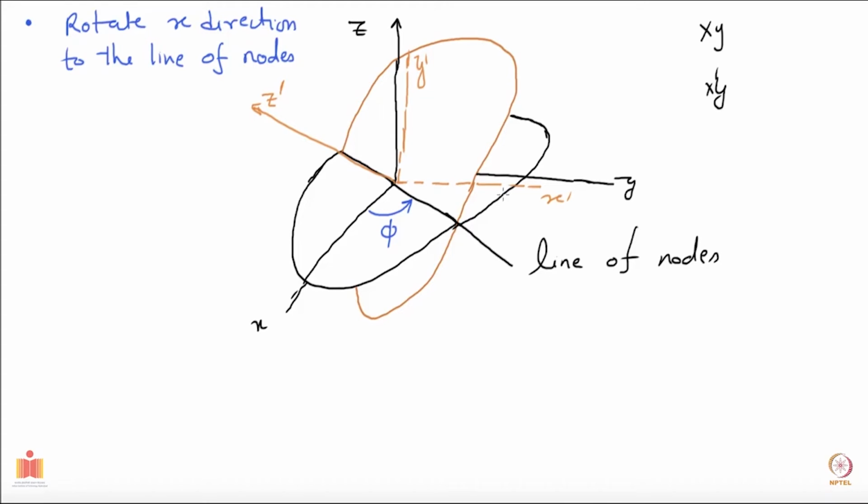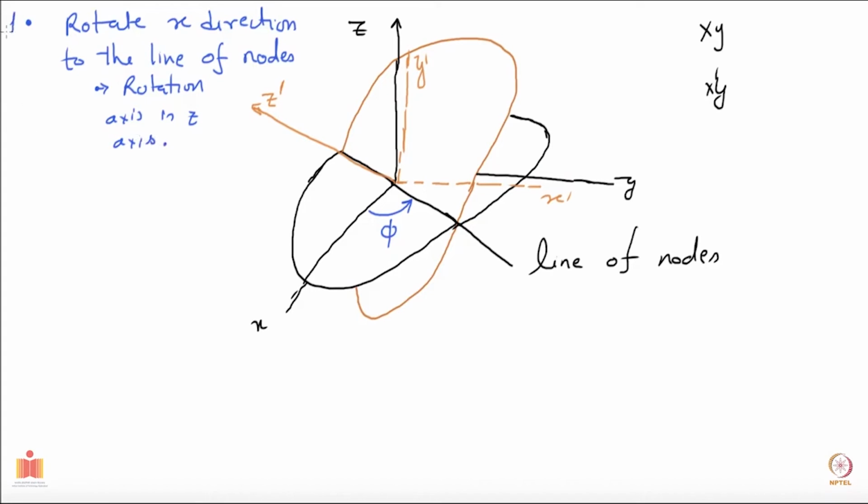But then, before I tell you what I do next, I'll ask you, can you tell me about which axis this rotation has happened? So I've rotated by amount phi. About which axis? Well, the rotation has happened in the xy plane, of course, because you are still in the xy plane, which means that the rotation axis is the z axis.